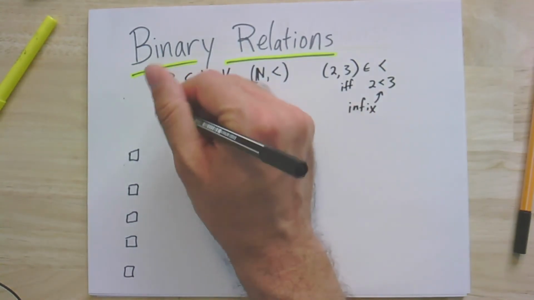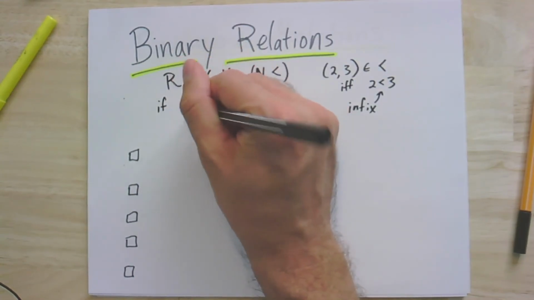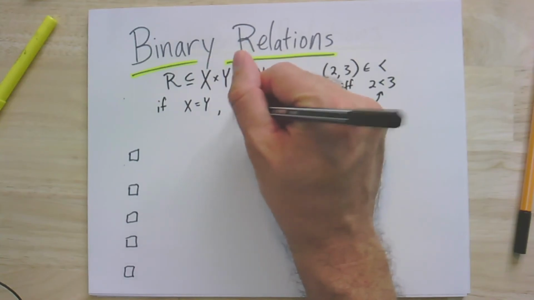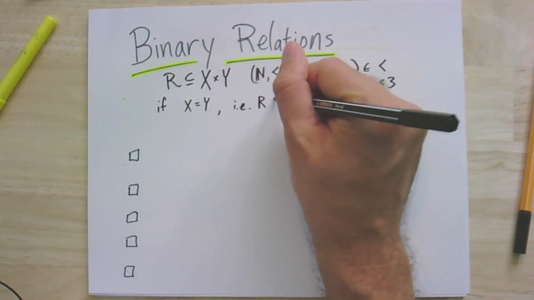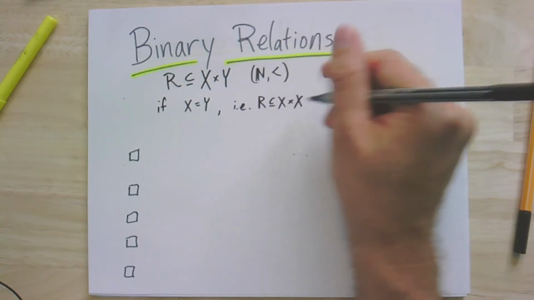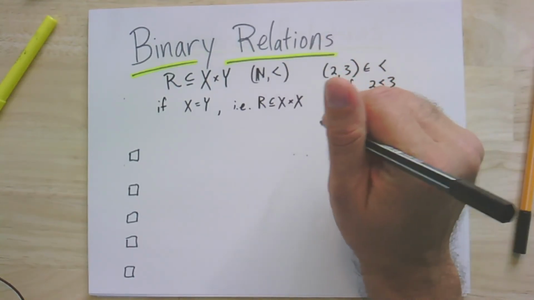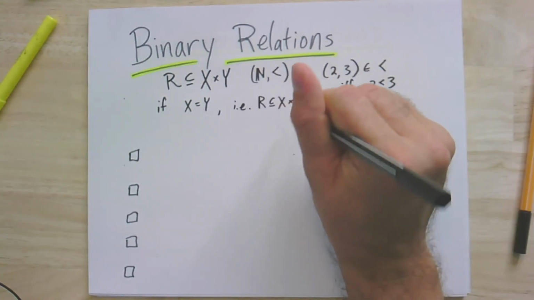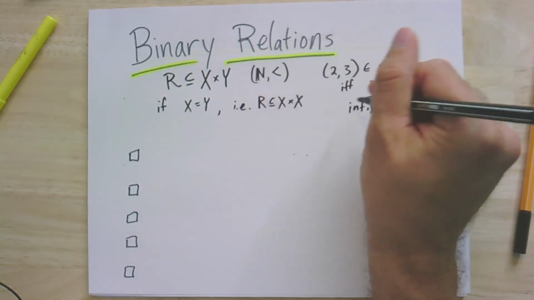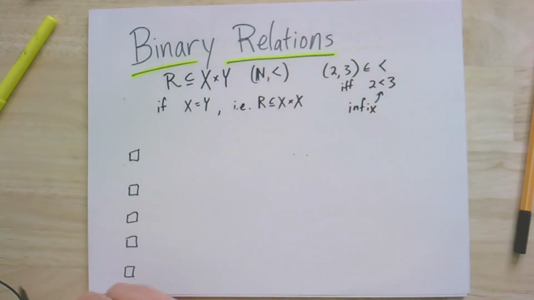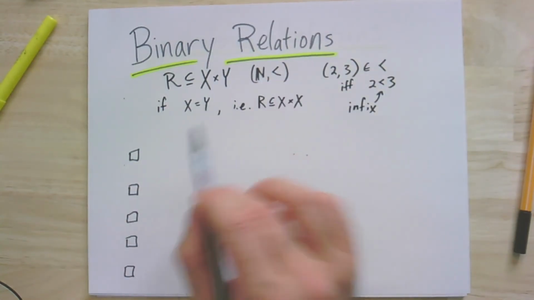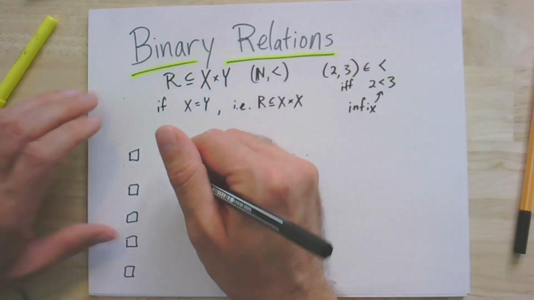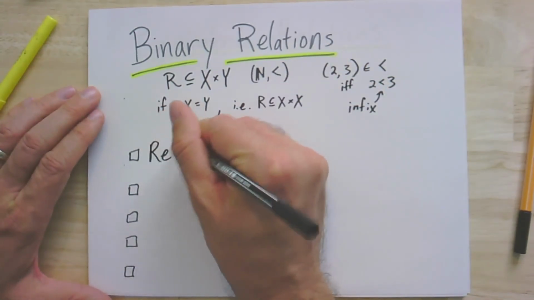And again, if X equals Y, if it's the same set, i.e. R is a subset of, say, X cross X, this is sometimes called a homogeneous binary relation, and in this case we'll say R is a relation on X. Now for a binary relation on a single set like this, there's a couple properties it might have, and these are important enough to have names.